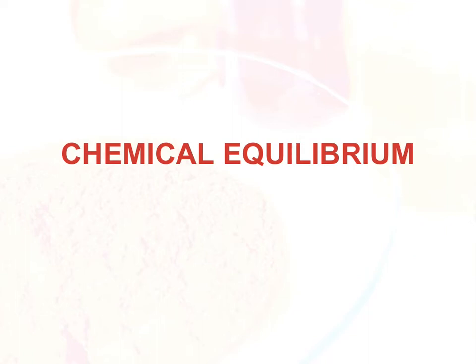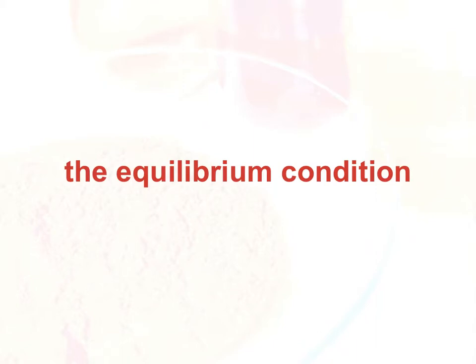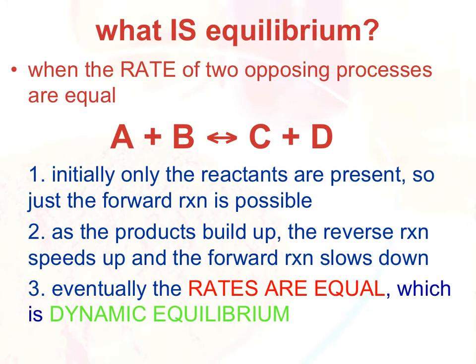So we're going to go ahead and look at chemical equilibrium in this lecture set. First we need to acquire an understanding of what it means to be at equilibrium, or to be under the equilibrium condition. Equilibrium is when the rates of two opposing processes are equal.